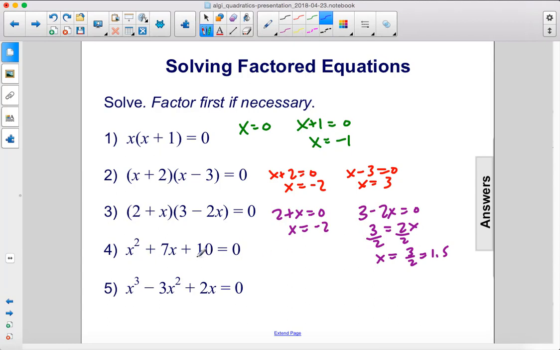Alright, here we have to factor first. So that's x plus something times x plus something. And 10 is 5 times 2, which do add up to 7, so we can do 5 and 2, which means that x plus 5 equals 0 or x plus 2 equals 0. X equals negative 5 or x equals negative 2.